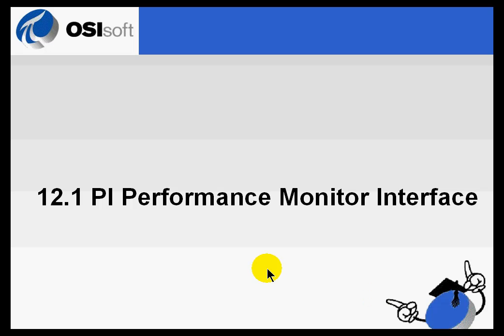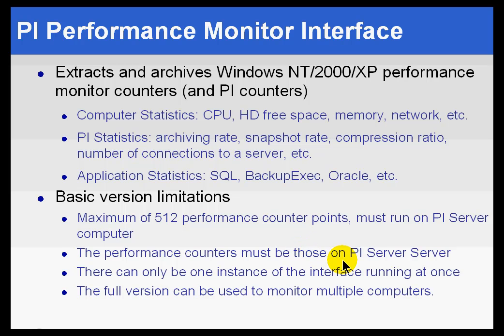Section 12.1, the PI Performance Monitor interface. Of the different interfaces for looking at network data or IT structured data, we tend to spend all of our time in this class on the Performance Monitor interface. It's the most intuitive, the easiest to use, and the most useful.